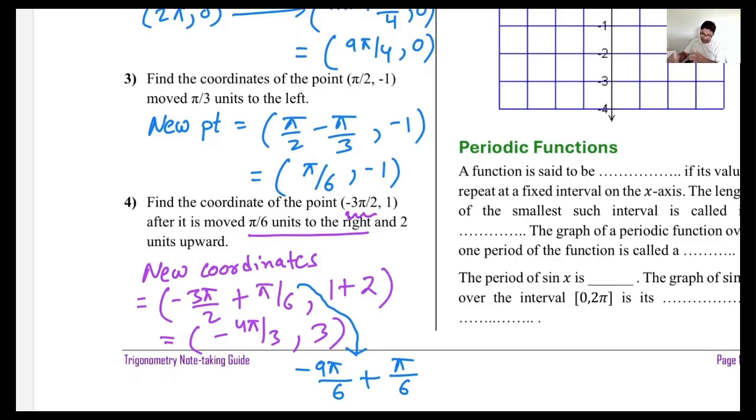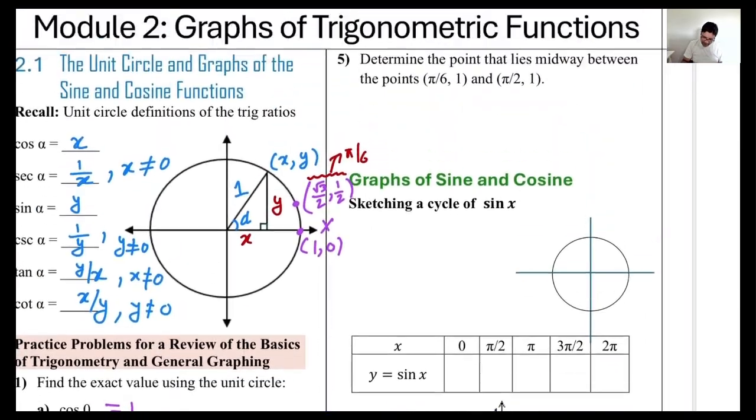Okay. And when you do that, in the next step, you will take that negative 9 pi and add pi to it. And that gives you negative 8 pi over 6. And then you cancel 8 and 6 and you get 4 pi over 3. Okay, divide by 2. All right.